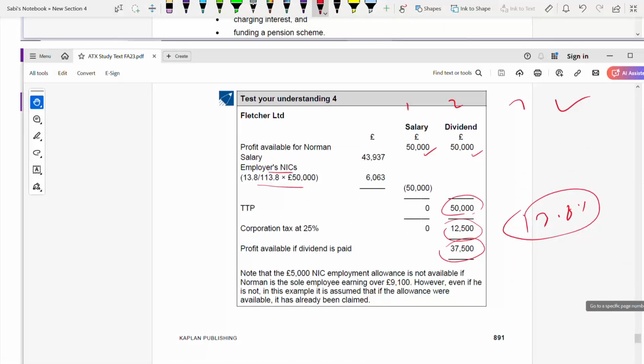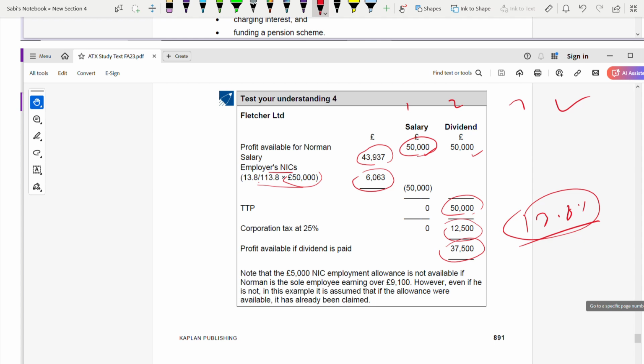So now 13.8 over 113.8 into 50,000. You have to take this out. That's how you got this salary. With this salary, you have included this employer's NIC and you got this 50,000 as salary. Okay.